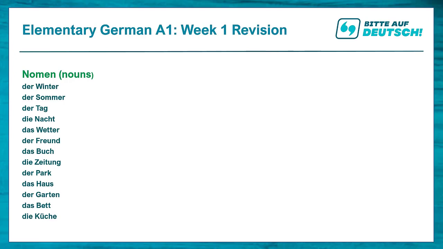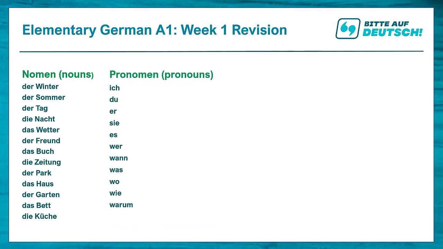So the nouns we have studied in the first 4 lessons are der Winter, der Sommer, der Tag, die Nacht, das Wetter, der Freund, das Buch, die Zeitung, der Park, das Haus, der Garten, das Bett und die Küche.